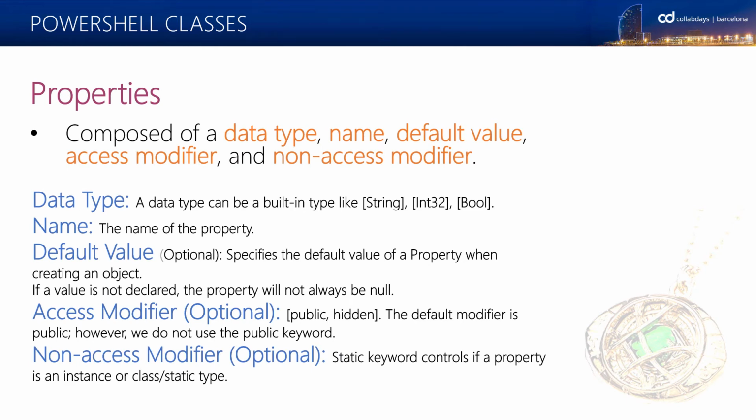have properties. They are composed by data types, and basically data types can be a string, an integer, a boolean, those kinds of types.